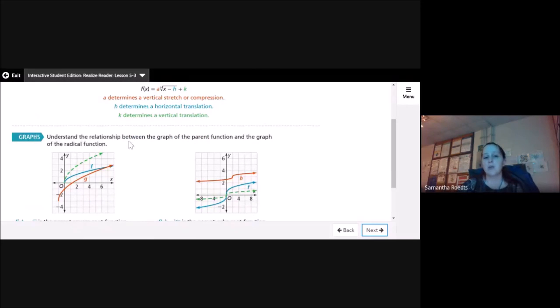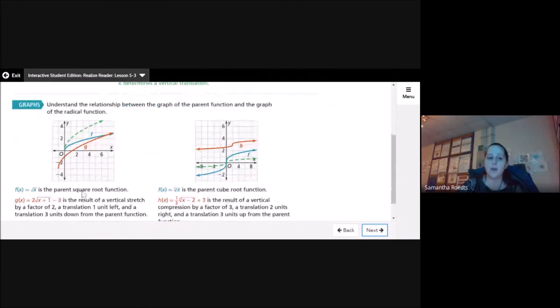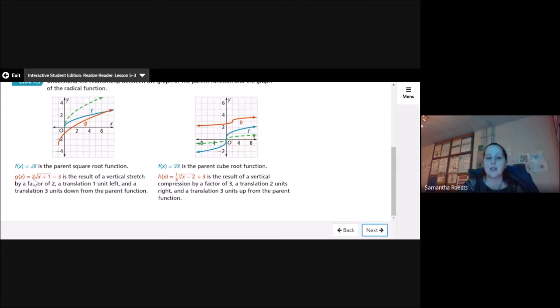So in graphs, understanding the relationship between the graph of the parent function and the graph of the radical function. So f of x equals the square root of x is the parent square root function. If I graph g of x equals 2 times the square root of x plus 1, minus 3, it is the result of a vertical stretch of 2. So I do that first. And then a translation 1 unit to the left and 3 units down.